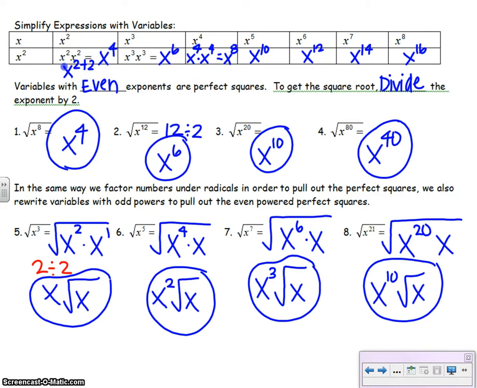Go ahead and take a minute. You can pause the video and try and write your summary on how to take the square root of variables with an odd exponent.